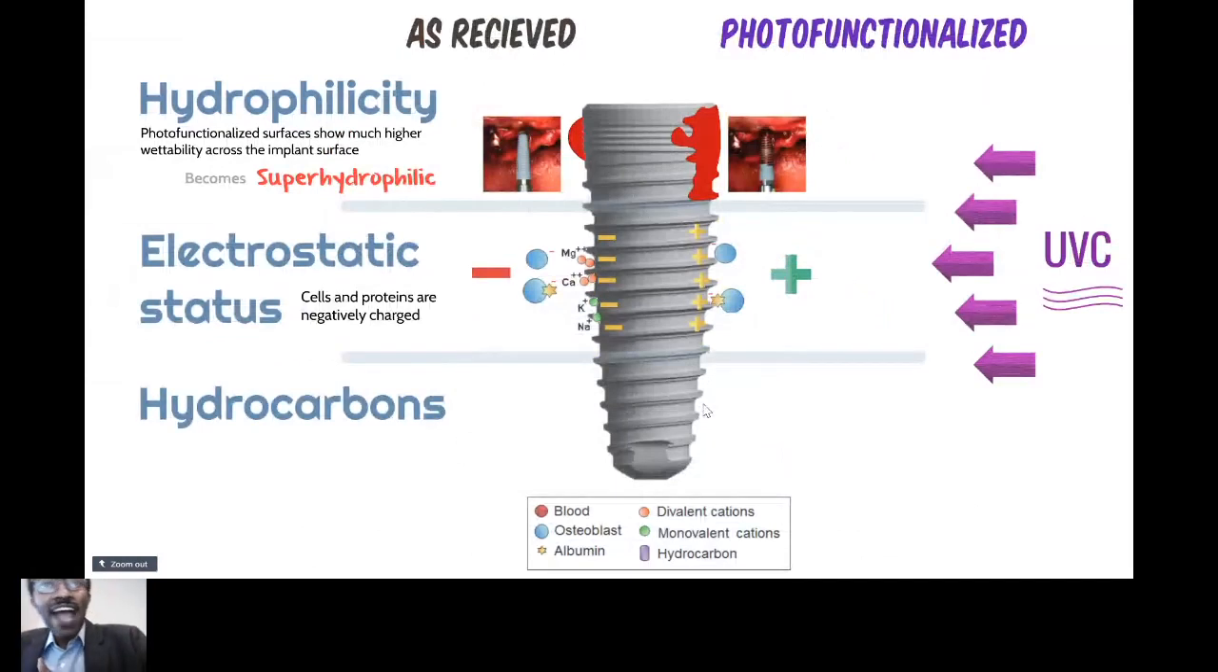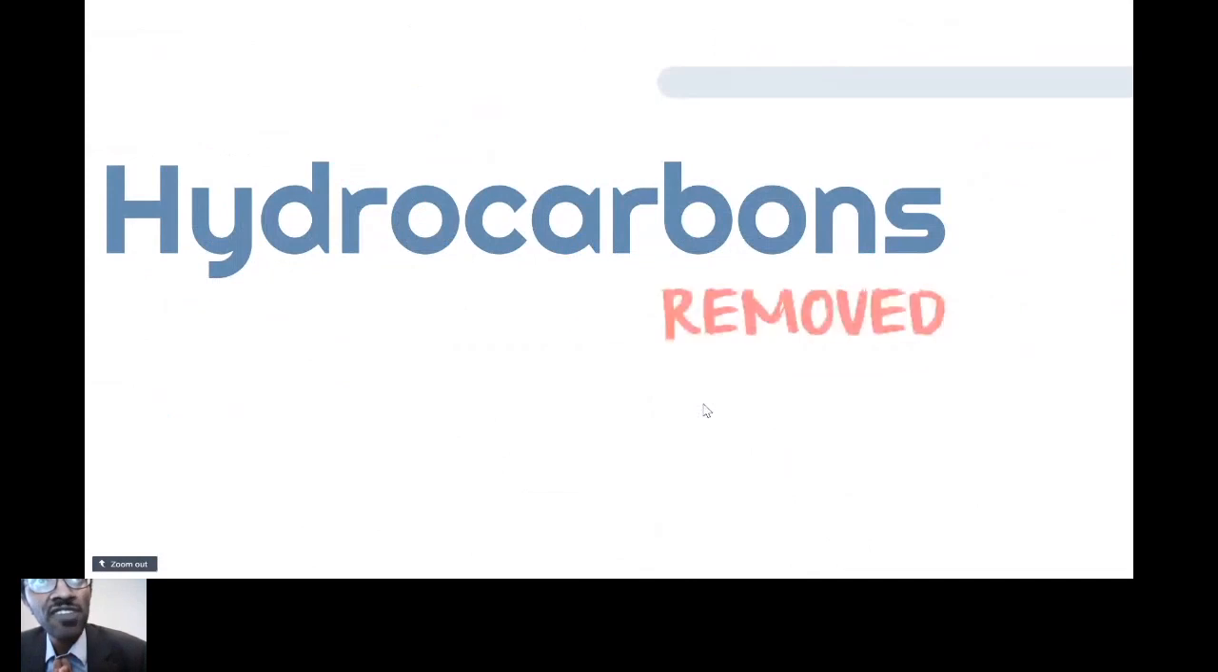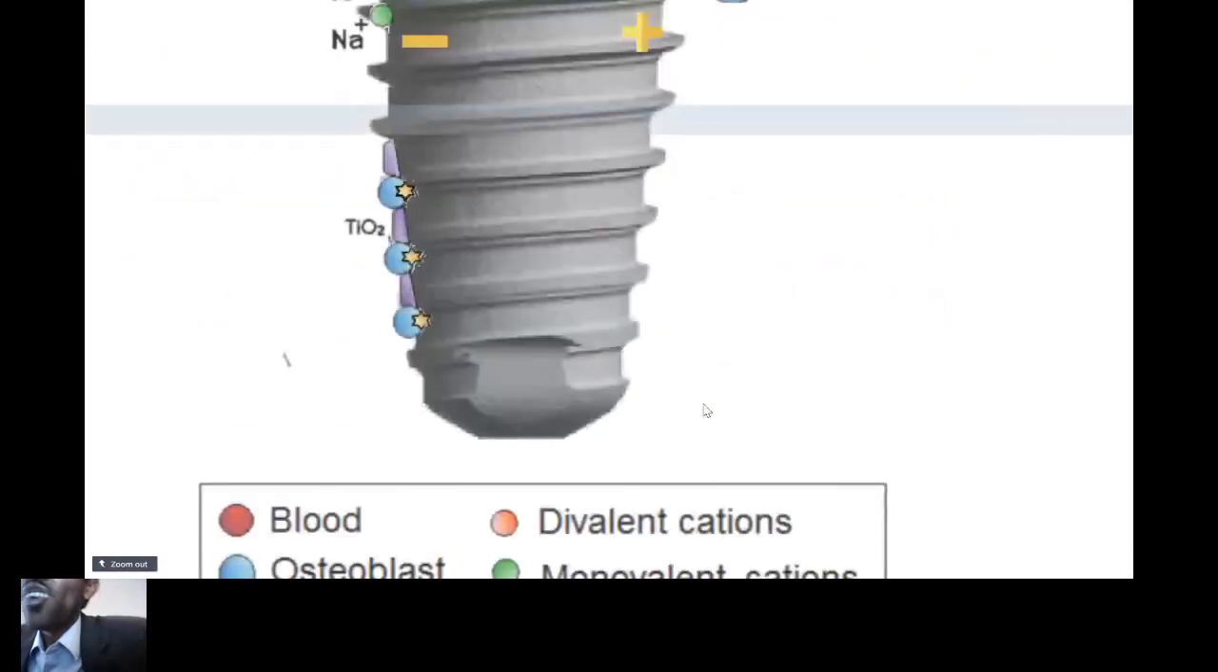The third one is the hydrocarbon. Hydrocarbons, if you look down here, are the purple ones. So what are hydrocarbons? Actually, hydrocarbons are the thing that started all these issues. All implant surfaces are covered by a hydrocarbon layer. And these hydrocarbons, once we do UV photofunctionalization, are all removed. So if you look here, you've got the cells attaching, and half of the surface is occupied by these hydrocarbons. Once you do the photofunctionalization, it's a clean surface. You don't have this anymore.